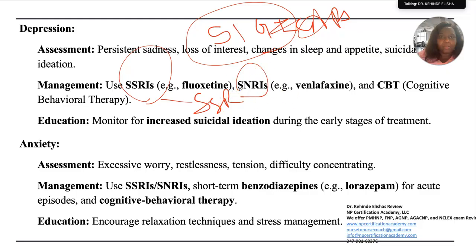What about SNRI? That's called venlafaxine. Any drug under this particular class, guess what it's going to do? It's going to raise your blood pressure up. So you're going to be monitoring the patient for high blood pressure, like venlafaxine, duloxetine, right?